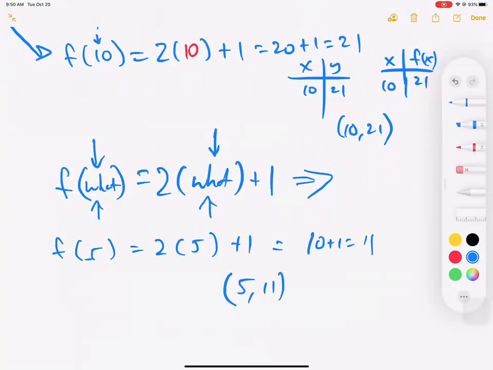Okay, so in iExcel, you'll see problems that look just like this f function. And they'll tell you what to plug in. So go ahead and plug it in.